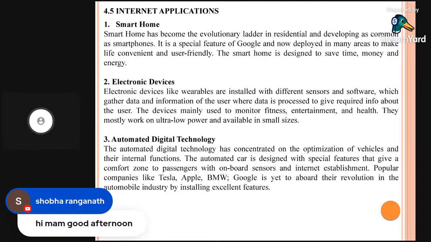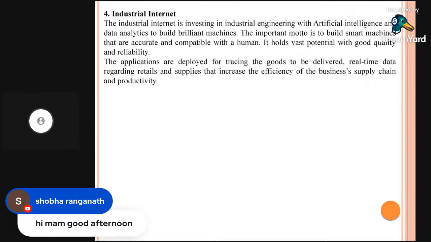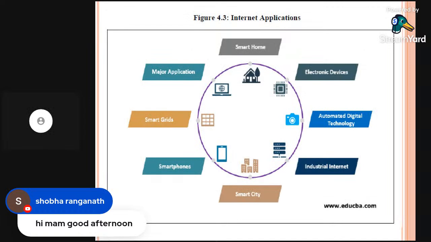Then industrial internet. Industrial internet is nothing but investing in industrial engineering. In doing so, they combine this with artificial intelligence and data analytics to build brilliant machines. The motto is to build smart machines which are accurate, compatible with humans, and of good quality and reliability. Applications are deployed for tracing goods to be delivered, real-time data regarding retail suppliers, all of which can be understood through the industrial internet.